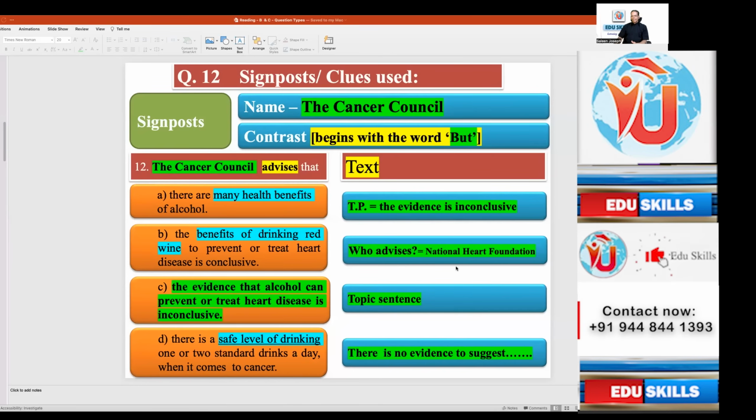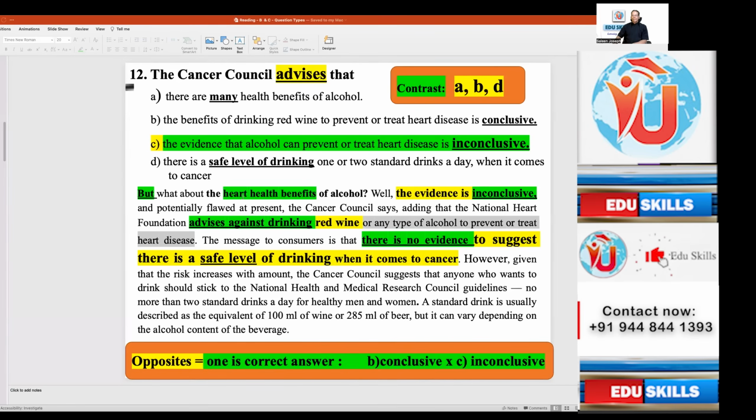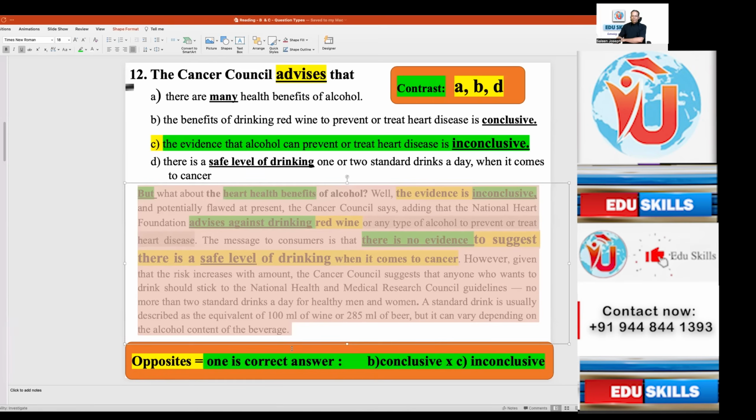There is a safe level of drinking, but then the paragraph says there is no evidence. The option speaks of a safe level of drinking, one or two standard drinks a day when it comes to cancer. But the paragraph says there is no evidence to suggest there is a safe level of drinking. Just listen once again and focus on those two different advices, okay? How they have used conclusive and inconclusive.